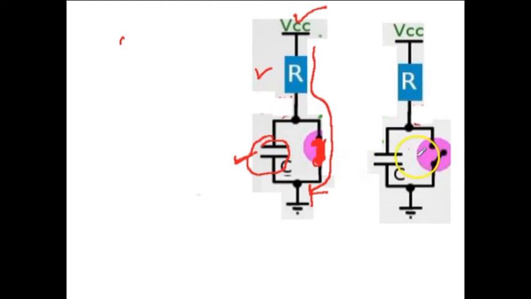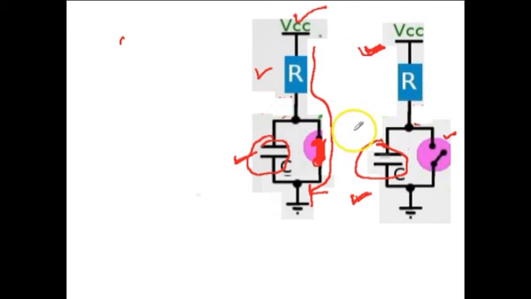There is no role of the capacitor if this switch is closed. Now secondly, if this switch is open, the current cannot flow along this path. So what happens? The battery will charge the capacitor now. The capacitor will start charging with this voltage if the switch is open.